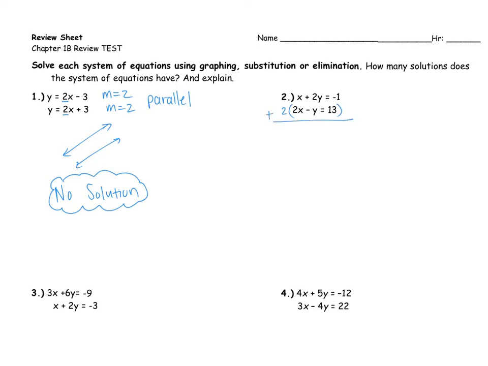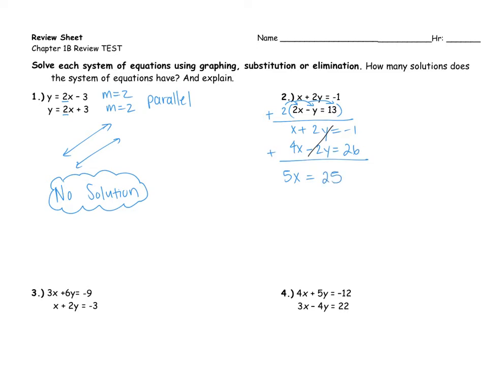So if I use elimination, I'm going to drag down the first equation since I did nothing to it. So x plus 2y equals negative 1. And then I'm going to distribute the 2 into the equation. So this would be 4x minus 2y equals 26. 3 times 13 is 26. From here, I'm going to combine the like terms. If I combine the x's, 1x with 4x adds to be 5x. And the two y's cancel because they're opposite signs, so I can get rid of that part. Negative 1 plus 26 gives me 25.